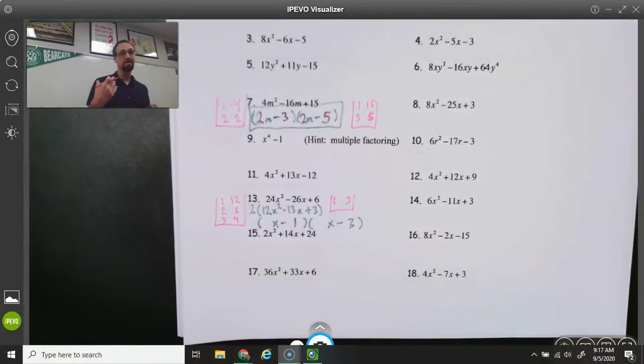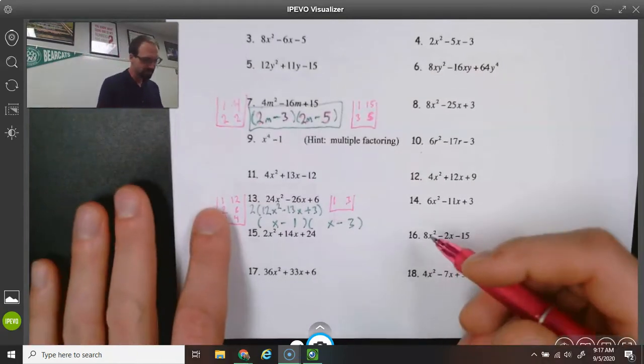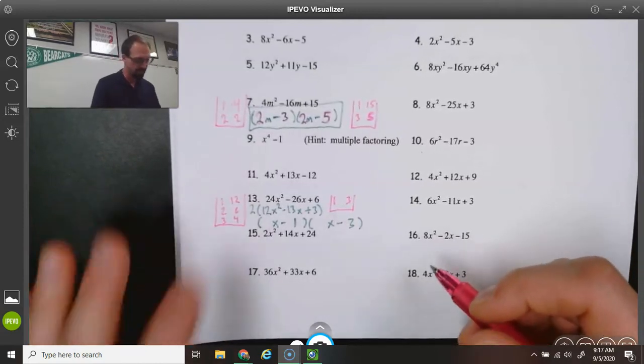Now I know it doesn't matter because the signs are both the same. The signs are both minus sign. It doesn't matter which slot I put it in. It's going to be the same for both. So now I'm just looking at 1, 12, 2, and 6, 3, and 4.